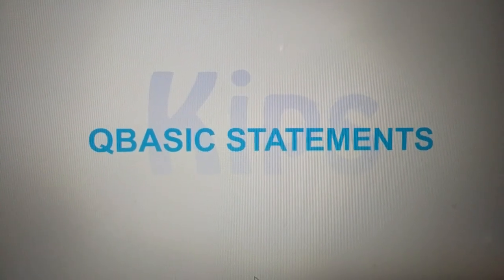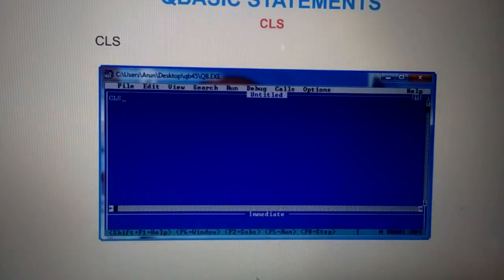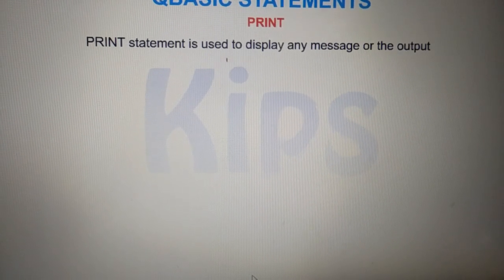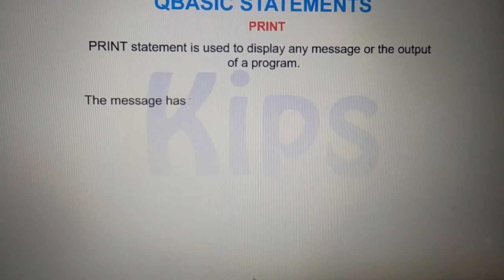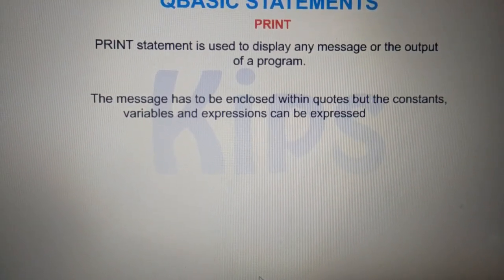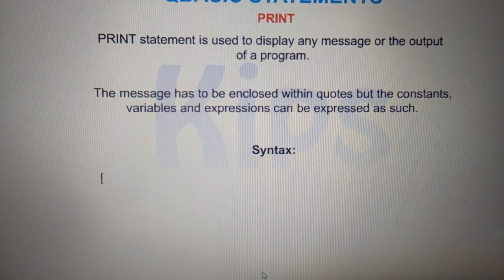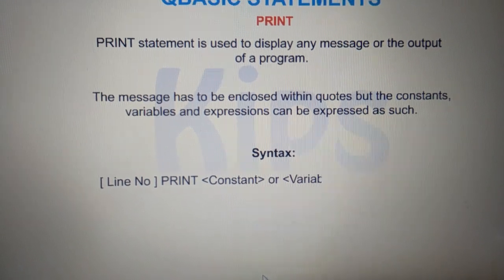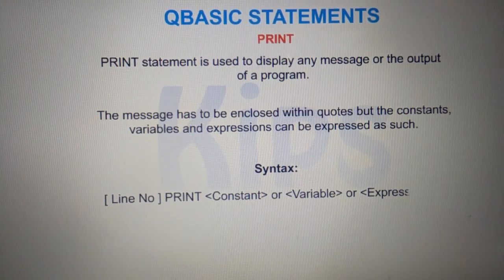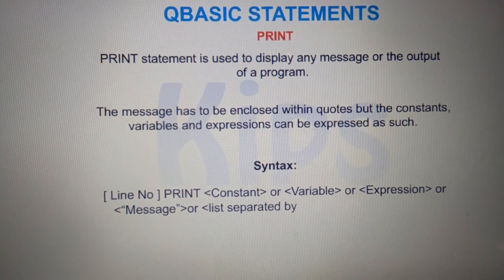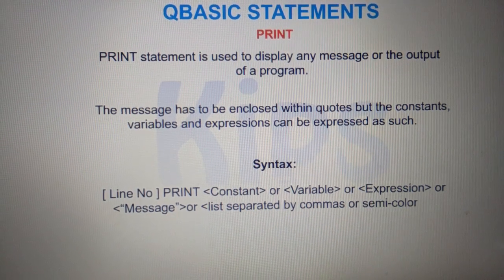Alright, now let us learn the QBasic statements. CLS stands for clear screen and is used to clear the screen. The PRINT statement is used to display any message or the output of a program. The message has to be enclosed within quotes, but the constants, variables and expressions can be expressed as such. The syntax is: line number, PRINT, [constant] or [variable] or [expression] or [message] or [list separated by commas or semicolons].